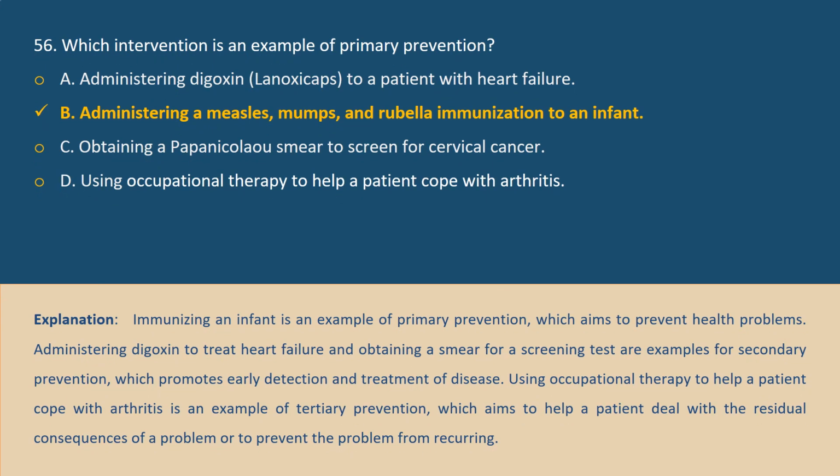Answer B. Explanation. Immunizing an infant is an example of primary prevention, which aims to prevent health problems. Administering digoxin to treat heart failure and obtaining a smear for screening tests are examples of secondary prevention, which promotes early detection and treatment of disease. Using occupational therapy to help a patient cope with arthritis is an example of tertiary prevention, which aims to help a patient deal with the residual consequences of a problem or to prevent the problem from recurring.